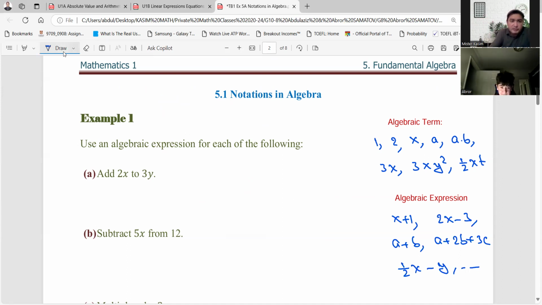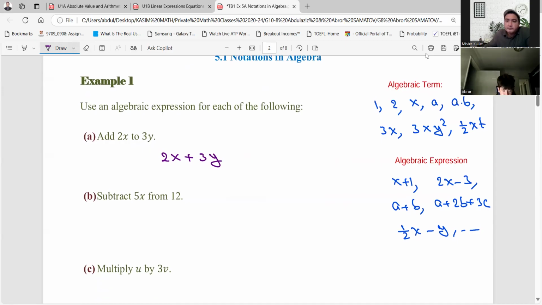So now this question is saying to use an algebraic expression for each of the following. That means convert these words into algebraic expressions. For example, add 2x to 3y. What should we write here? It is 2x plus 3y, right? And how about the second one? Read B.